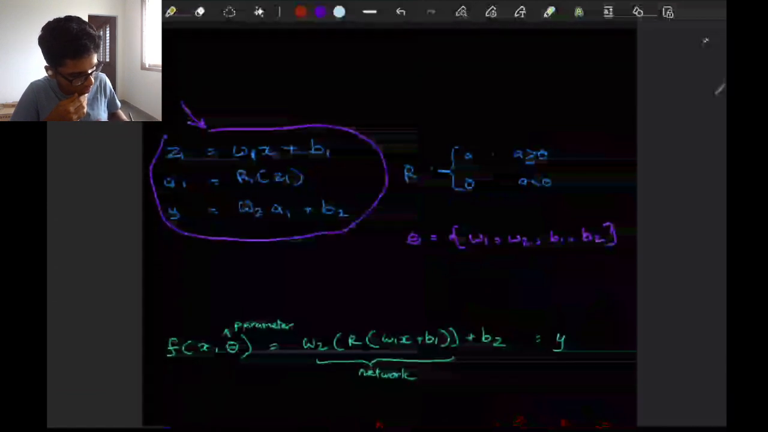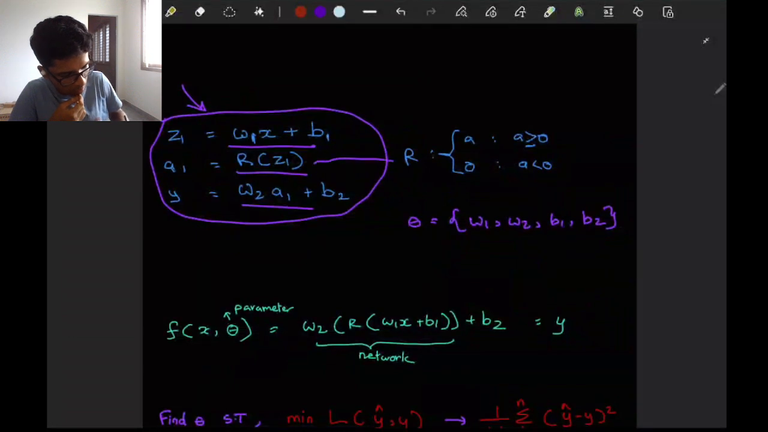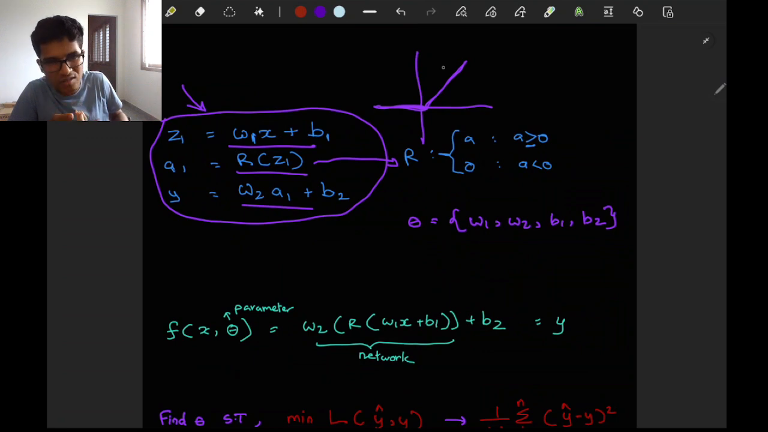So let's say we take this particular set of equations as our neural network. So basically a linear layer, a ReLU for the activation function, and another linear layer. So it's just a composite function in a manner. The ReLU function is nothing but a nonlinear activation function, which basically looks something like this. It leaves the positive values as they are and sets the negative values to 0.